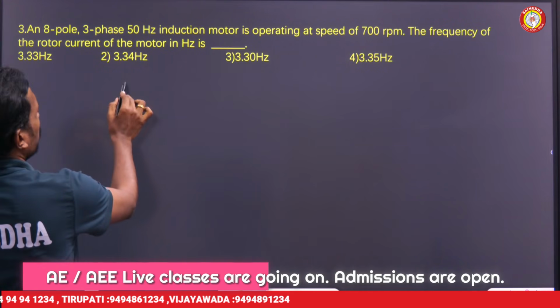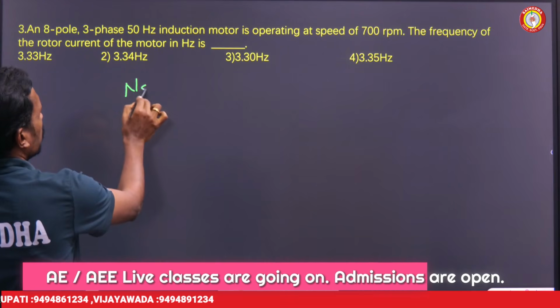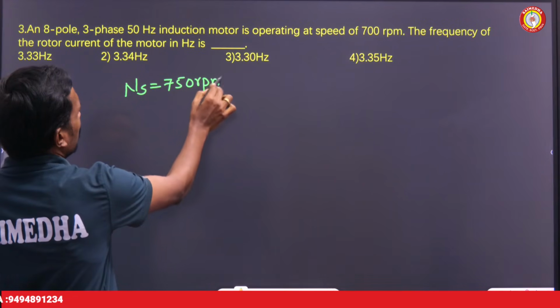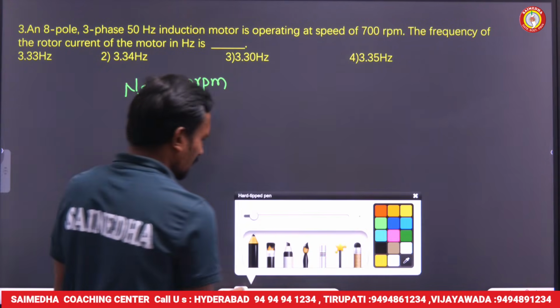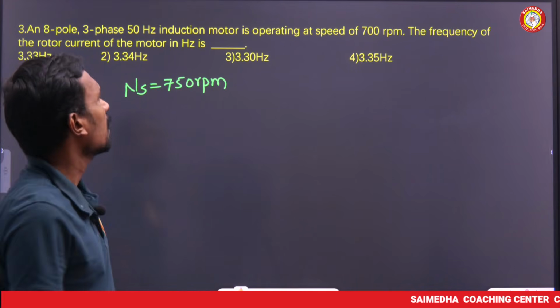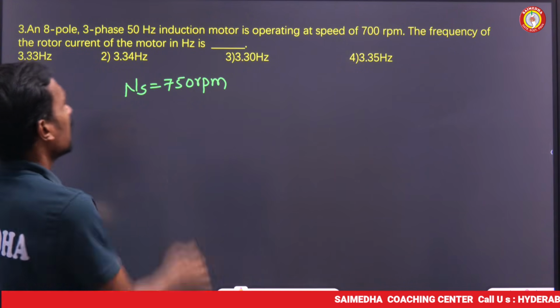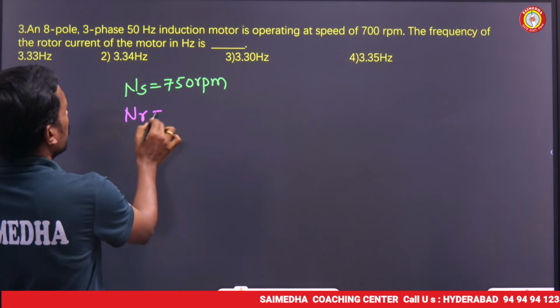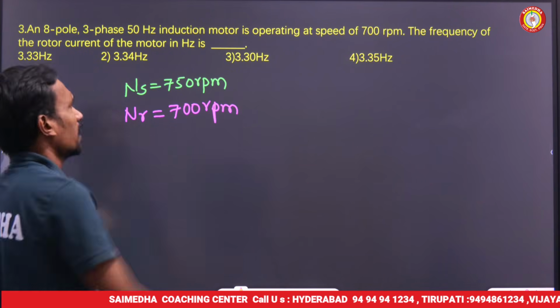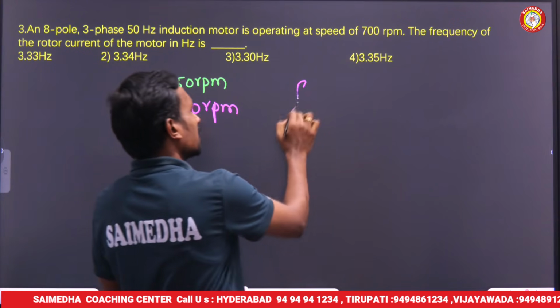8 pole, 3 phase, 50 Hz. 8 pole machine. So the synchronous speed is 750 RPM. Directly you can write, because of 8 pole 50 Hz, synchronous speed is 750 RPM. Operating at a speed of 700 RPM. They have given the rotor speed of 700 RPM. What is the frequency of rotor current?